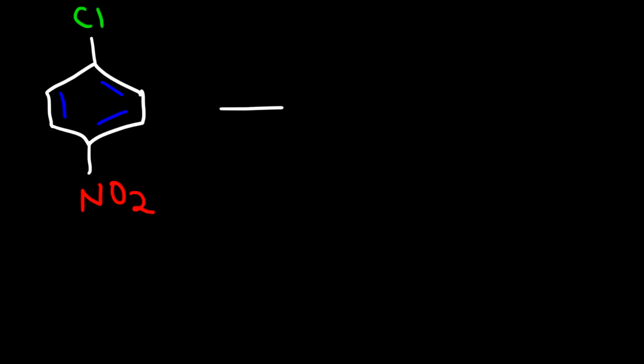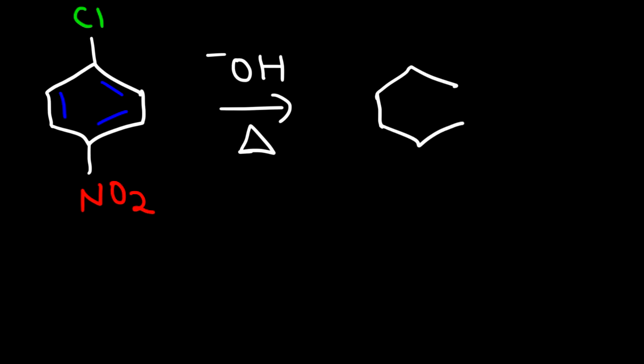Now what about the next example? So let's say we have a benzene ring with a nitro group and a chlorine atom attached to it as well. What's going to happen if we react it with, let's say, hydroxide, and if we heat the solution? In this reaction, the chloride leaving group will be replaced with an OH group. And so we're going to get a phenol derivative with a nitro group attached to it. So this is called para-nitrophenol.